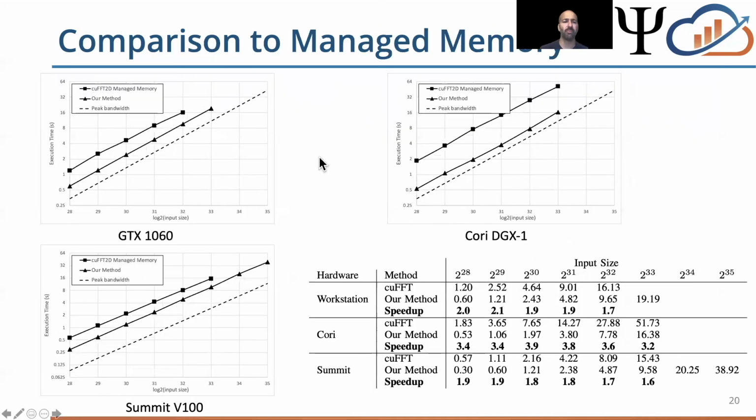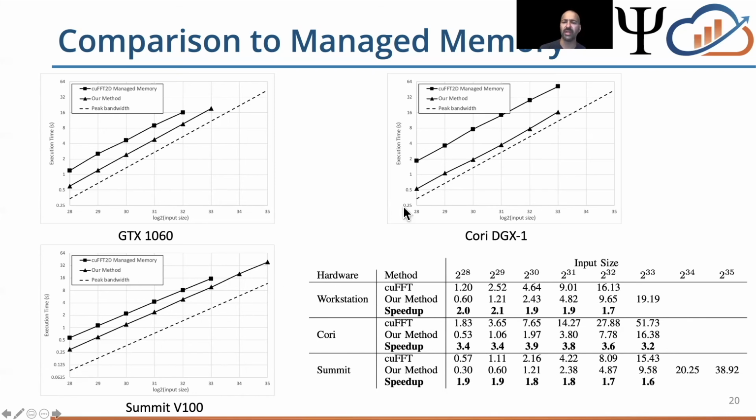So now that we have a model, and the model is typically within 10% of the optimal performance, we can try it on a bunch of different sizes. What we see here is that if we had no computation to do whatsoever and got peak bandwidth, this is what the performance would look like. Using managed memory, this is the performance that we get, which is about 3-fold off from optimal. If we use our method, this is the performance we get, which is about 50% to twofold off from optimal. You can see that our method is about twice as fast as cuFFT with managed memory.